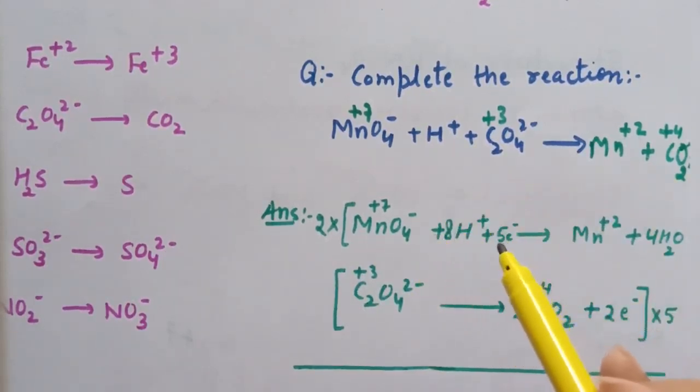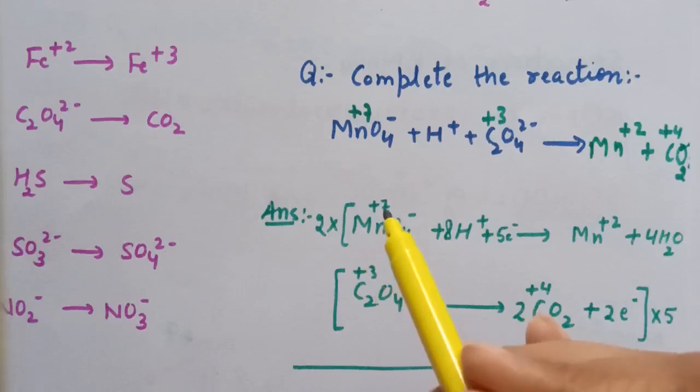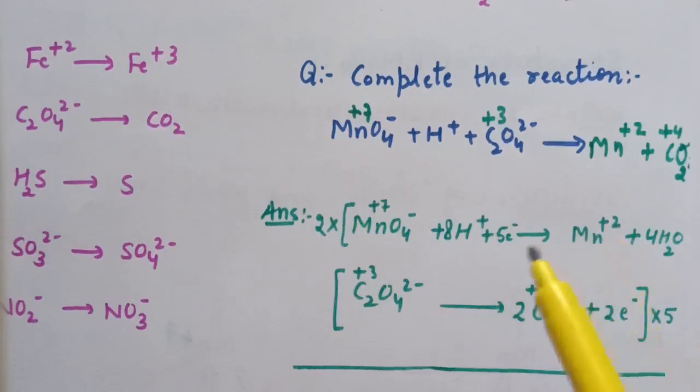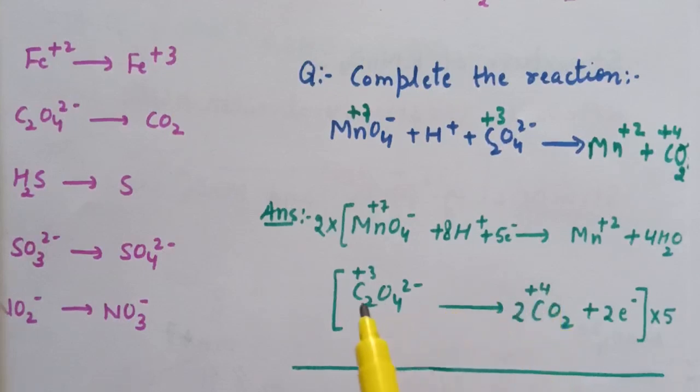Reduction means gain of electron. This MnO4 negative, here the oxidation number is +7, so it will gain 5 electrons and convert to Mn+2. Now this is oxidation half reaction. Here the oxidation number of carbon is +3, and on right hand side the oxidation number of carbon is +4. So +3 to +4, 1 electron it will lose and therefore convert to CO2. Now here we have 2 carbon, so for balancing carbon atom we will multiply this CO2 by 2.